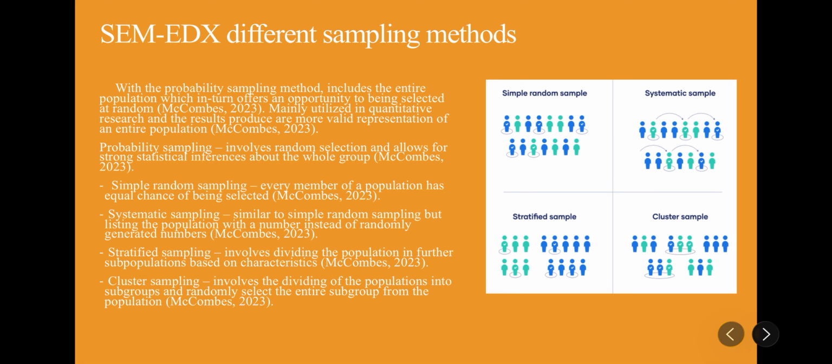Simple random sampling: every member of a population has an equal chance of being selected. Systematic sampling is similar to simple random sampling, but lists the population with a number instead of randomly generated numbers. Stratified sampling involves dividing the population into subpopulations based on characteristics. Cluster sampling involves dividing the population into subgroups and randomly selecting entire subgroups from the population.